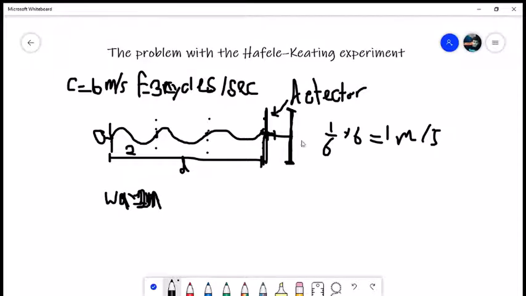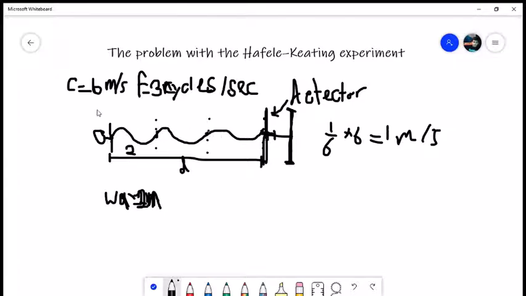And now imagine the airplane is moving at 1 over 6 of the speed of light, so it's moving at 1 meter per second. Because the speed of light is 6 meters per second and 3 cycles pass per second, these 3 cycles pass this position in 1 second, so this point will reach this position in 1 second.